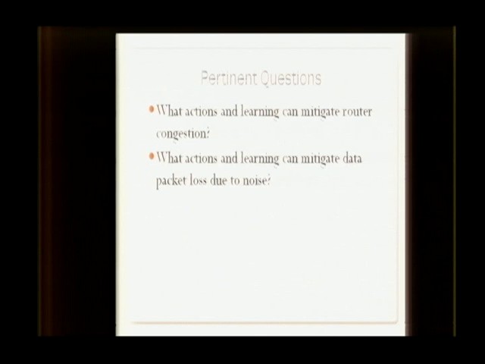So here are the pertinent questions we want to address in this talk. What actions of learning can minimize router congestion? We want to lose as few packets as possible. We want to get our data from source to destination through those intermediate nodes as quickly as possible. Second question, what actions of learning can mitigate data packet loss due to noise? We're in a noisy environment. There's a certain amount of inherent packet loss available.